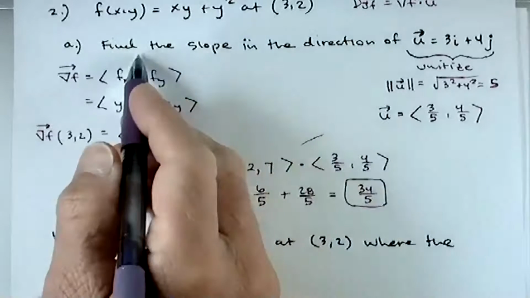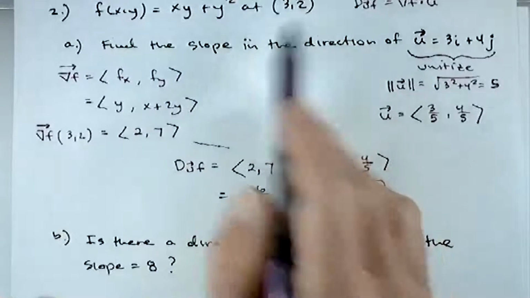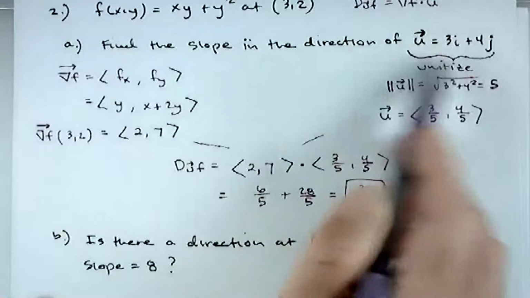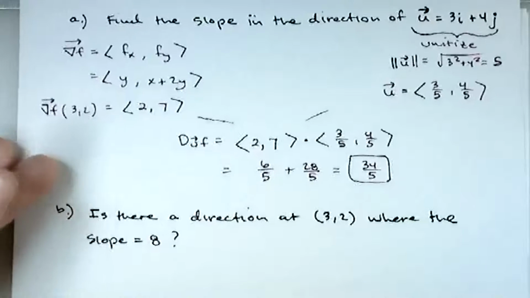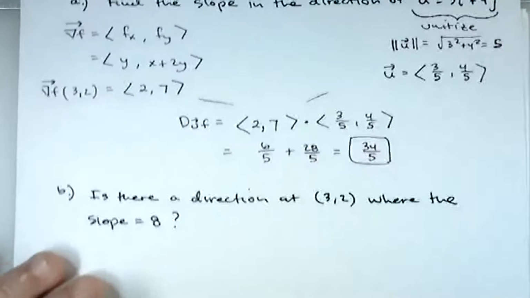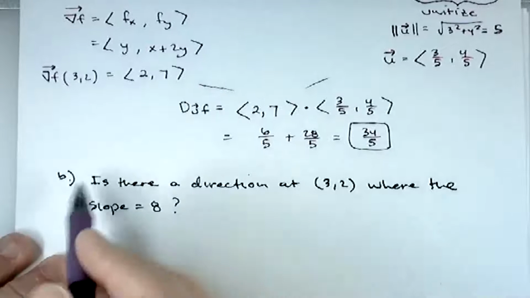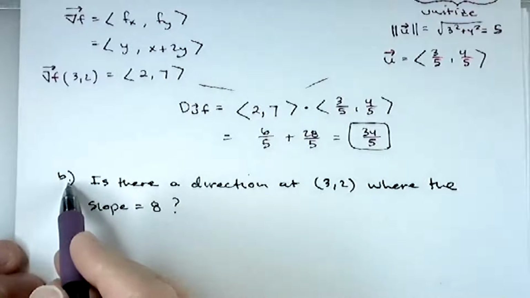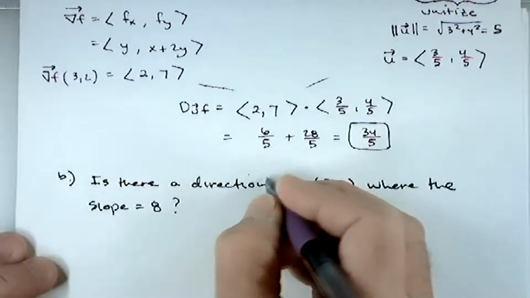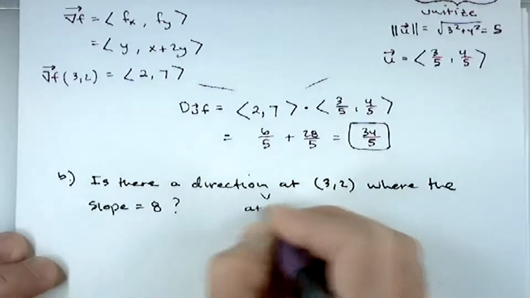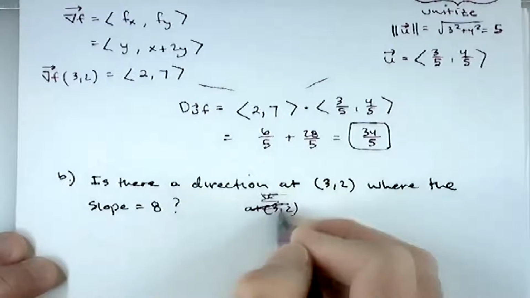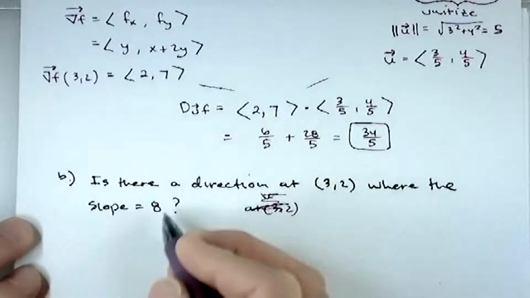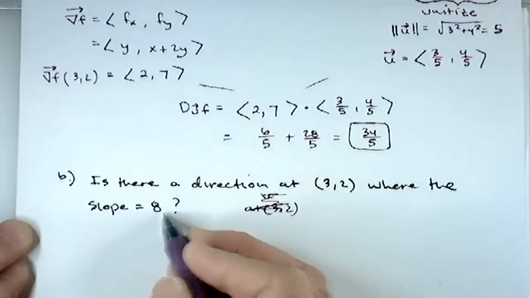Okay, so the simplest type of question is they'll just say, here's a function, here's a point, find the slope in a direction. They'll give you that. It's really a simple calculation. And then they try to code some things here to get you to think. Part B says, is there a direction at the same point? So I'm still at the same point at 3, 2. Oh, I wrote it right here. I've got to read my own problems. Where the slope is equal to 8.